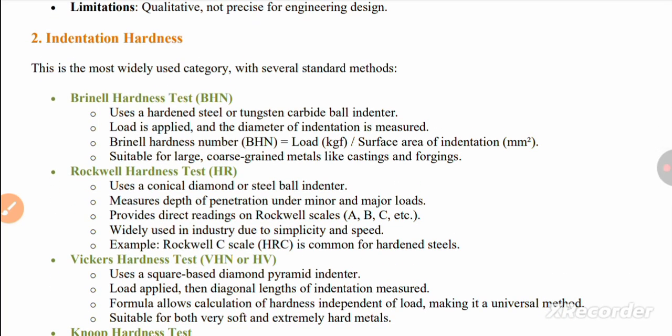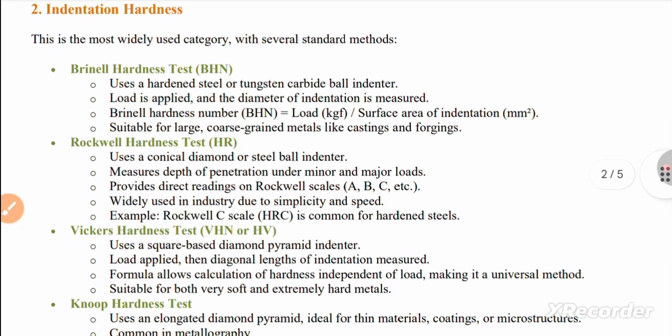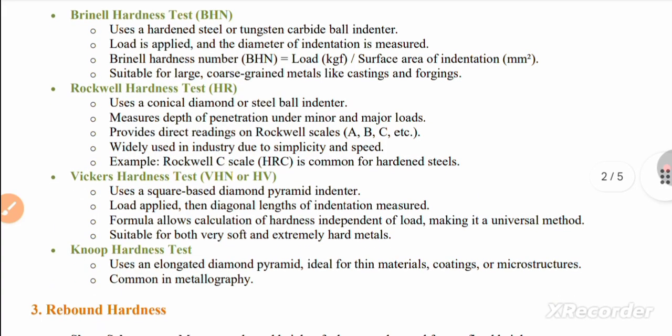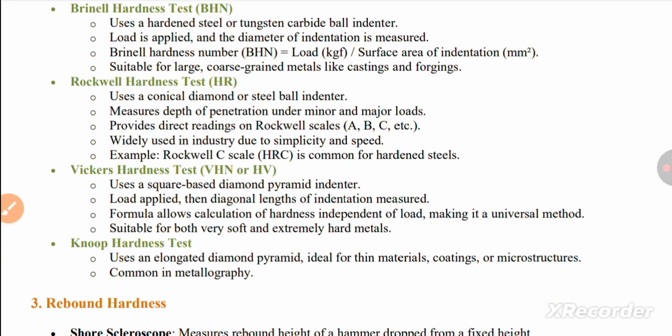Then the Rockwell hardness test, HR scale, uses a conical diamond or a steel ball indenter and measures depth of penetration under minor and major loads, providing a direct reading on the Rockwell scales A, B, C. It is widely used in industry due to simplicity and speed. Example: Rockwell C scale, HRC, is common for hardened steels. Vickers hardness test, VHN or HV, uses a square-based diamond pyramid indenter. Load is applied, then the diagonal lengths of the indentation are measured. The formula allows calculation of hardness independent of load, making it a universal method.